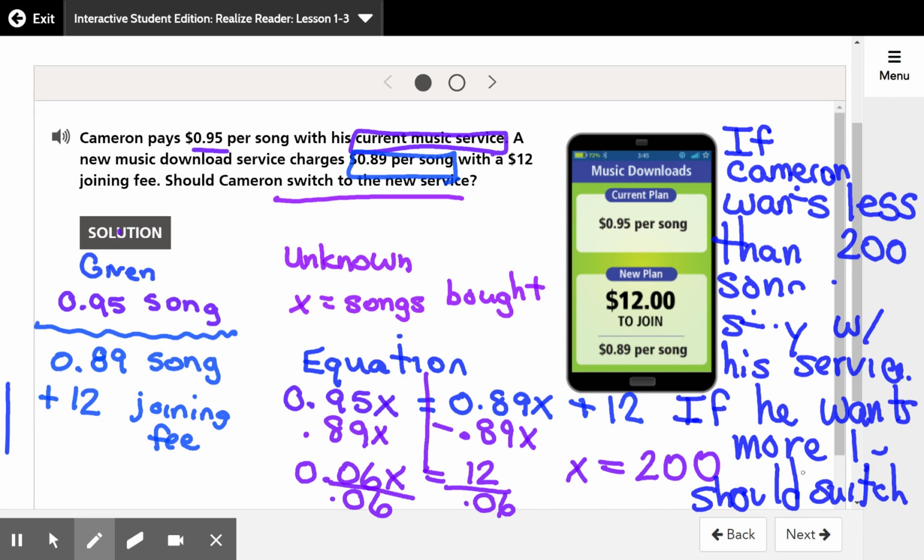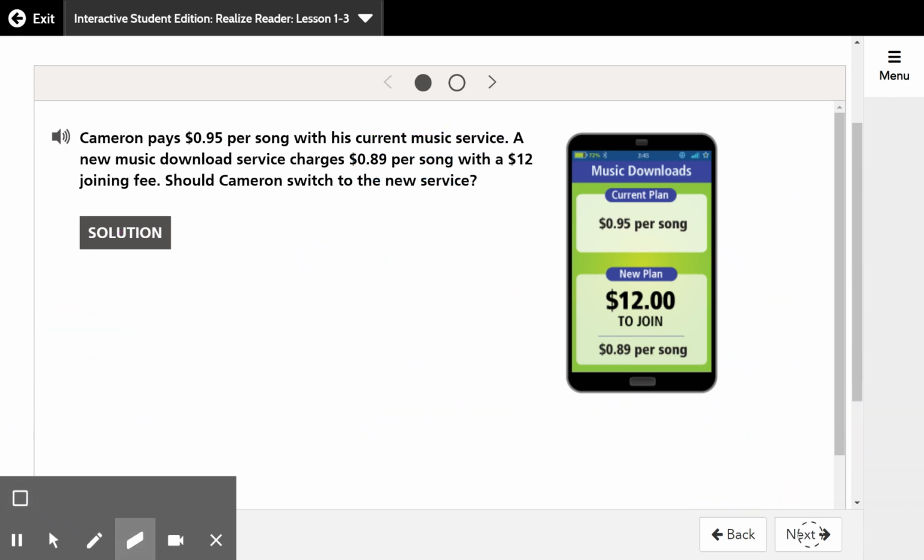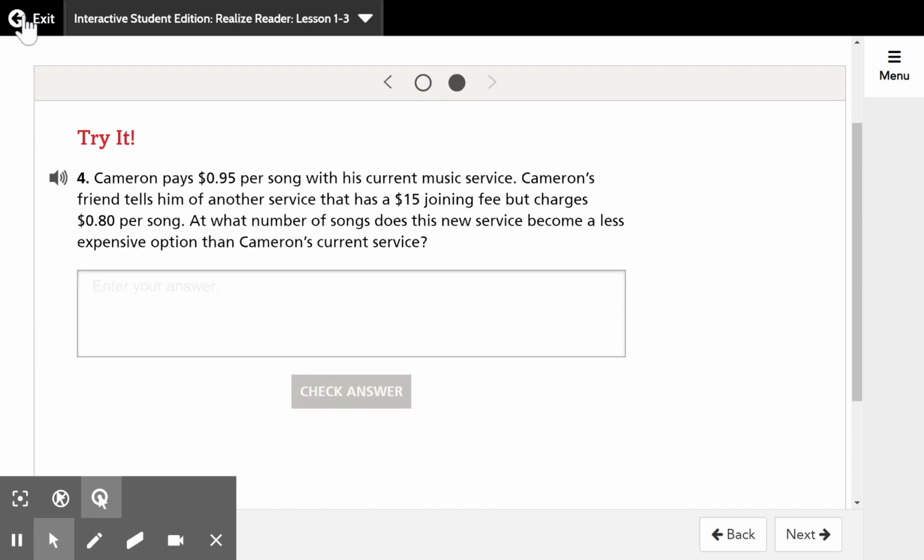200 is, like I said before, the break even. It's when the left side and the right side equal each other, which is the point of setting them equal to each other. So think about this question, and then I want you to pause, and I want you to try the your turn.